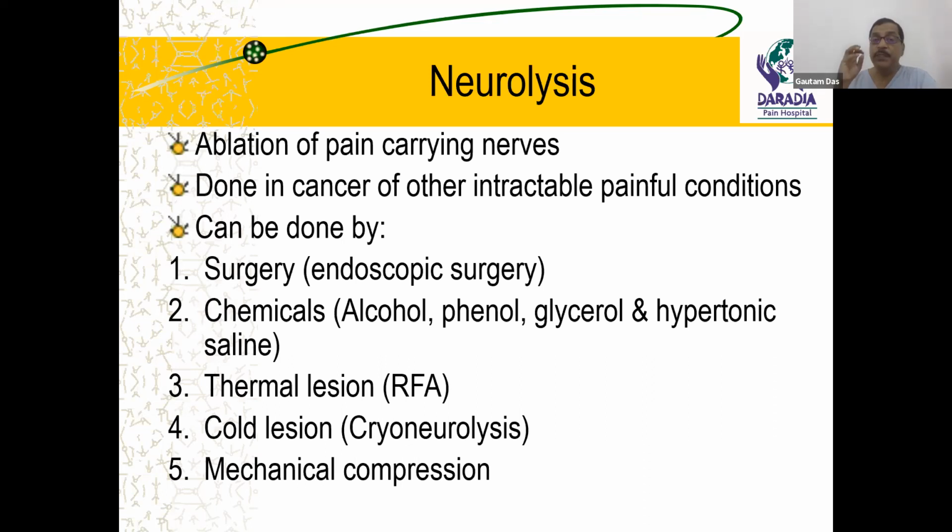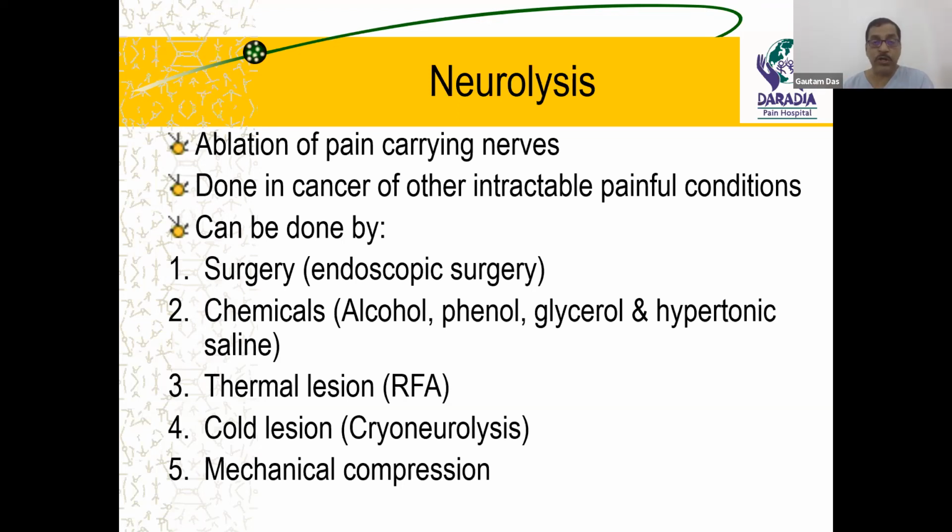What we are doing is inflating a balloon. We are compressing the ganglion against the bone in the Meckel's cave, and we are denervating, ablating that ganglion. So these are the different ways by which we can do neurolysis. But out of all those, the most popular is radiofrequency ablation. And the newer one, cryoneurolysis, is again gaining popularity.